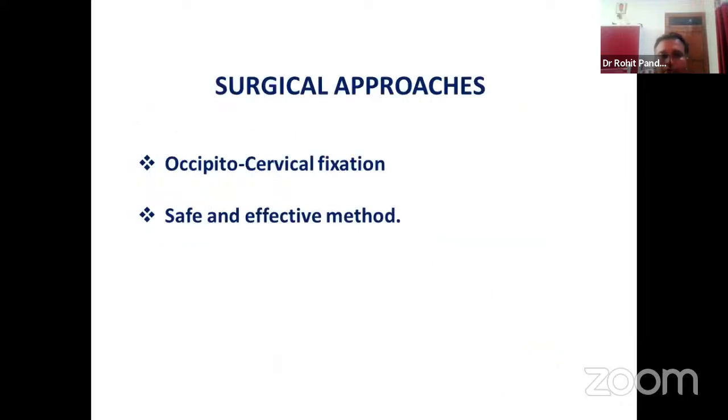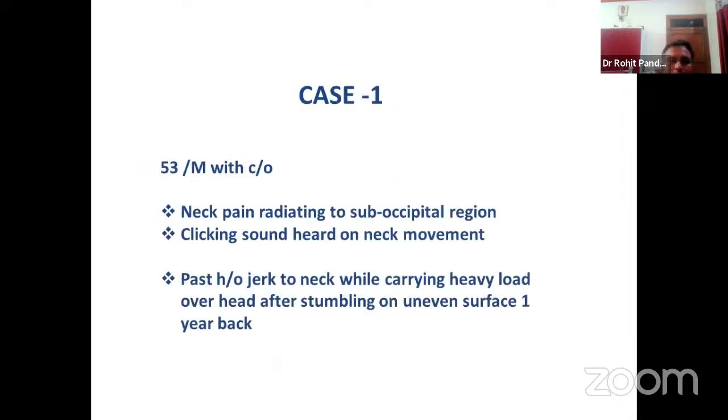Still, I consider occipital-cervical fixation, which we require many times, in a case where you find that the vertebral artery course is very anomalous, or we have poor quality bone, or thin pedicles in the C2. Then occipital-cervical fixation can be utilized. This is safe and very effective. So I will discuss a few cases which I had done.